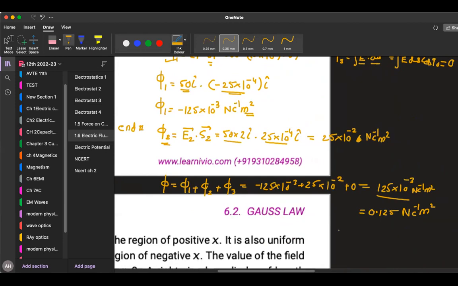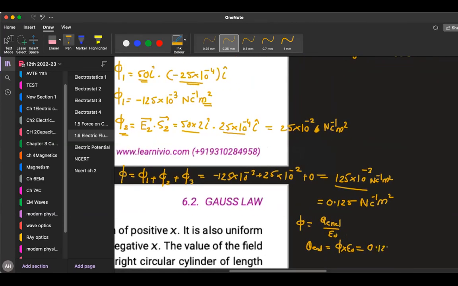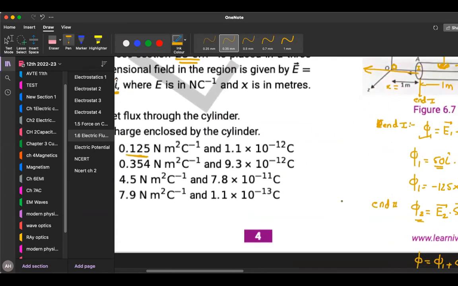So if you want to calculate charge enclosed also, Mehraj, how will you calculate charge enclosed? Phi is equal to Q enclosed by epsilon naught, so Q enclosed is phi into epsilon naught. Phi is 0.125 into epsilon naught, which is 8.85 into 10 raised to the power minus 12. That's it. So this is the value of charge. So the correct option is A. Is it clear?